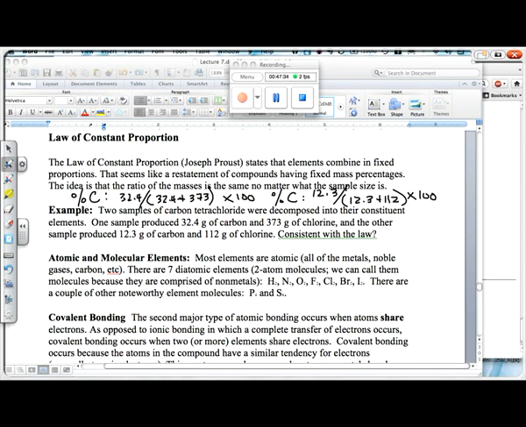Okay, I get 405.4 for the total on that first one. So my percentage on the first one is 7.99, so 8% carbon on this one. On this other one, I get for a total 124.3.